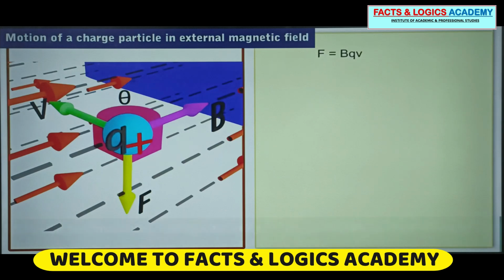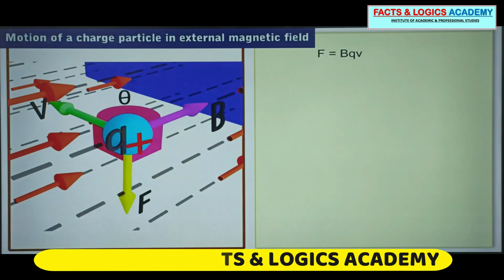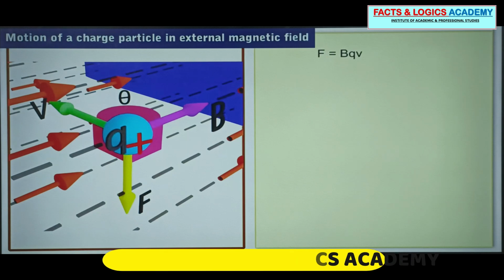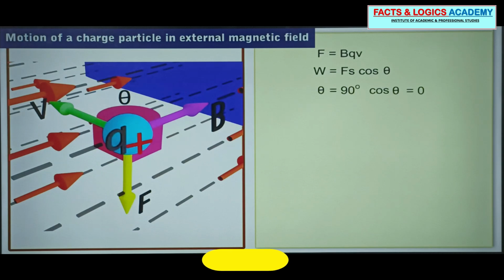We know that when an external force acting on a body is perpendicular to the motion of the body, the work done on the body is said to be zero. In other words, in the expression for work done, W is equal to Fx cos theta, if theta is equal to 90 degrees, we get W is equal to 0.